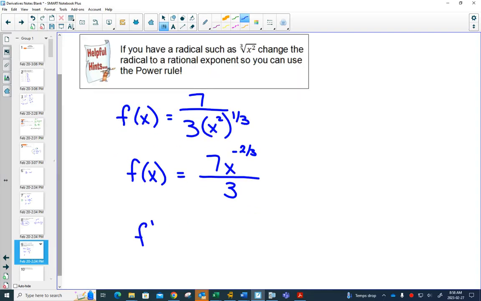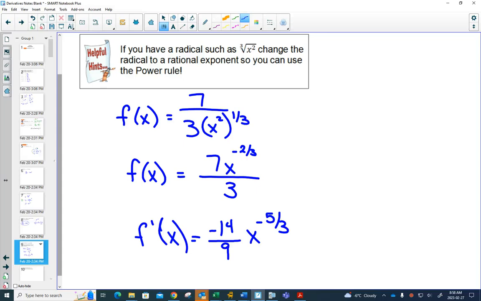Now our derivative in one step, bring the negative 2/3 out in front. Well, negative 2/3 times 7/3 would be negative 14 over 9. Subtract 1 from your exponent, and you would get negative 5/3. But not too bad.